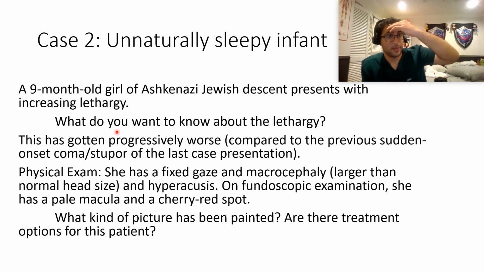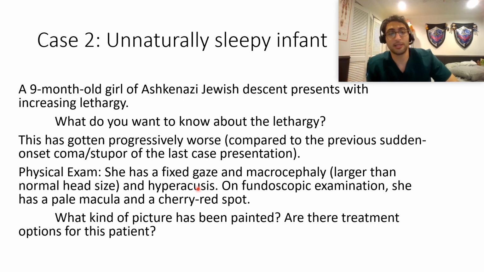So this has gotten progressively worse. This is a more long-term process going on with this girl. She has a fixed gaze, macrocephaly, and hyperacusis. She has a pale macula and a cherry red spot. So you have some pretty notable physical exam findings. I want to point out the cherry red spot and hyperacusis, which means things startle her more easily because she can hear things way more easily. She has a fixed gaze.